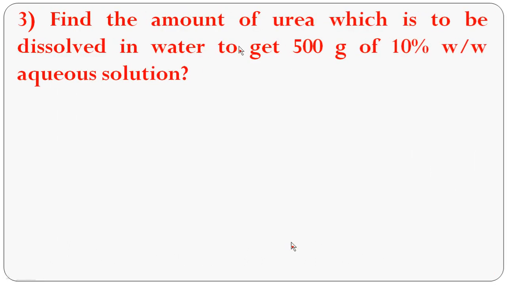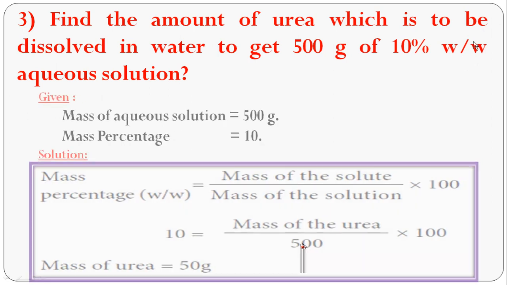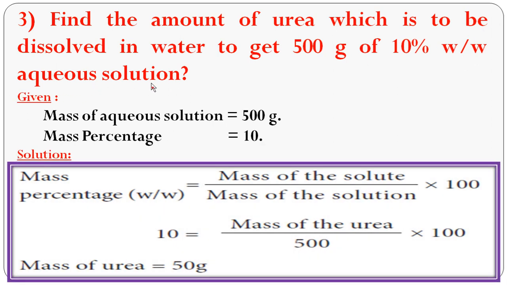Then find the amount of urea which is to be dissolved in water to get 500 gram of 10% W by W aqueous solution. So mass, it is expressed in W by W. Here what is asking? Find the amount of urea. Urea means the mass of the solute is asking. What is given means the aqueous solution is 500 gram. Here the mass percentage is 10%. So given mass of aqueous solution is equal to 500 gram. Mass percentage is equal to 10.